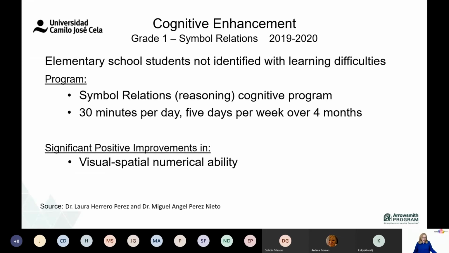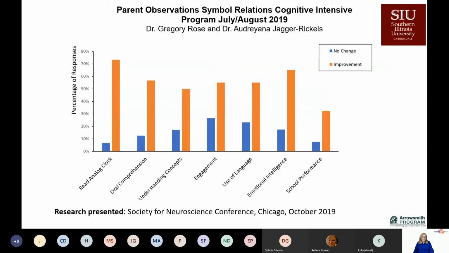So we're seeing changes in the brain, we're seeing changes in cognitive domains, and we're seeing changes in academic performance as a result of this work. This was research that was done by Dr. Greg Rose, who's at Southern Illinois University, and this was presented last October at the Society for Neuroscience Conference in Chicago.